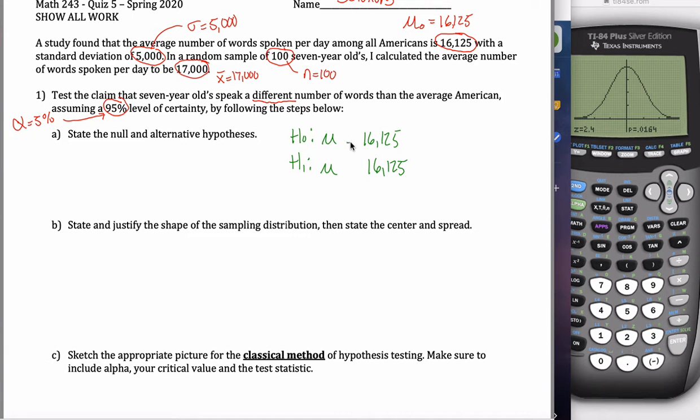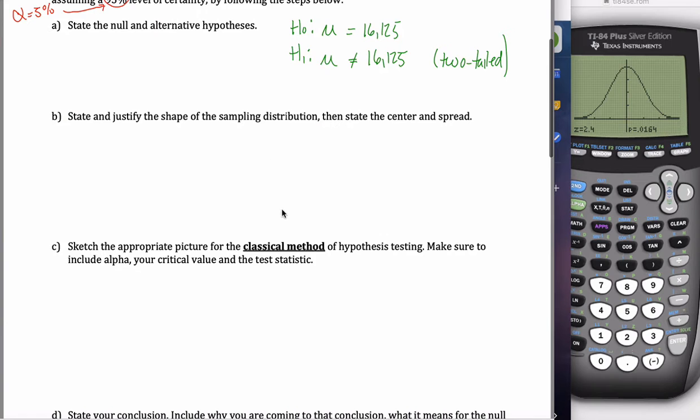For your null hypothesis, you probably always put an equal sign in between here. For your alternative hypothesis, it could be a less than sign, a greater than sign, or a does not equal sign. But because the claim says a different number of words, that's why we have this does not equal sign. And this is a two-tailed test because we put a does not equal sign. So there's our null and alternative hypotheses. And you don't have to write that it's a two-tailed test. This will get you full credit, that box right there.